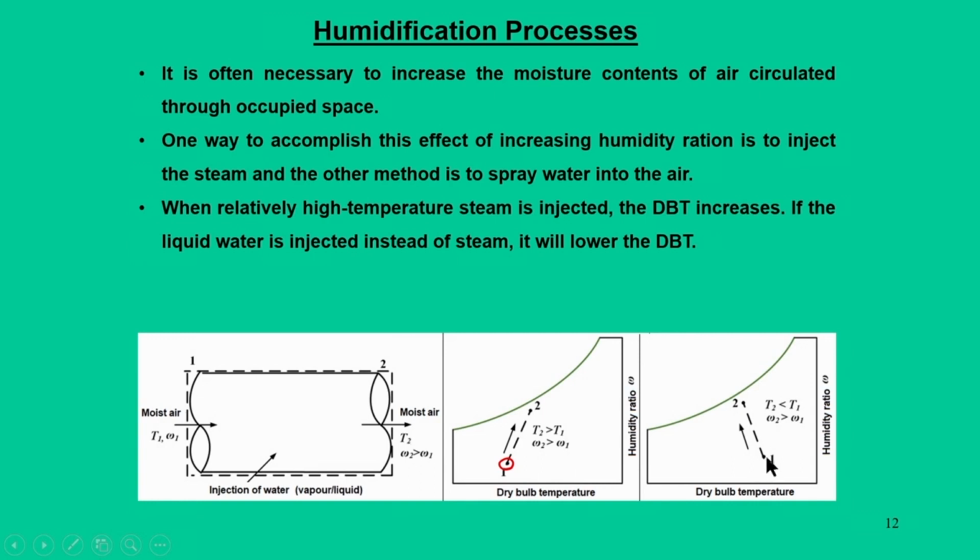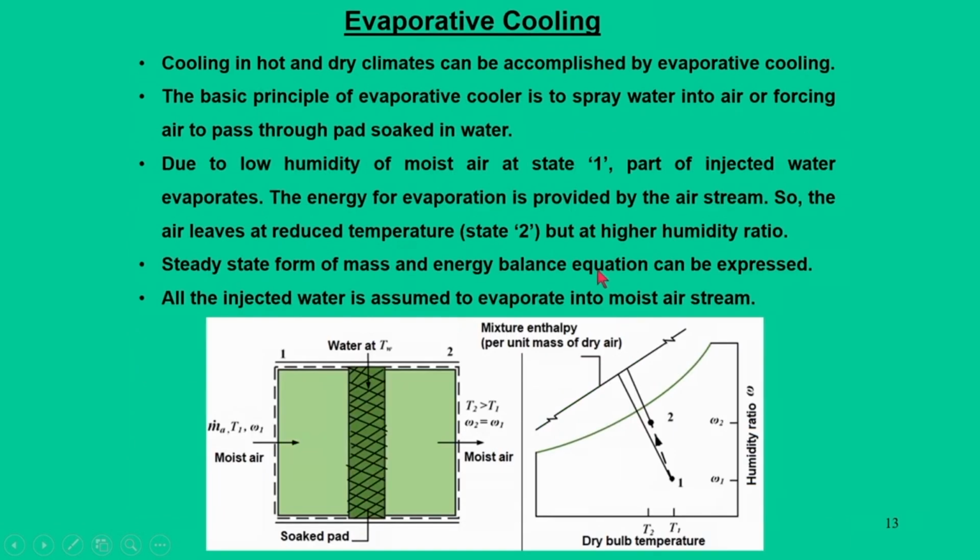temperatures. The other way is that if I add water into this moist air, the dry bulb temperature is going to drop. So, when water is added, the temperature drops. This is the very basic fundamental thing that we should know: when a relatively high temperature steam is injected, the dry bulb temperature increases. If liquid water is injected, then it will lower the DBT.